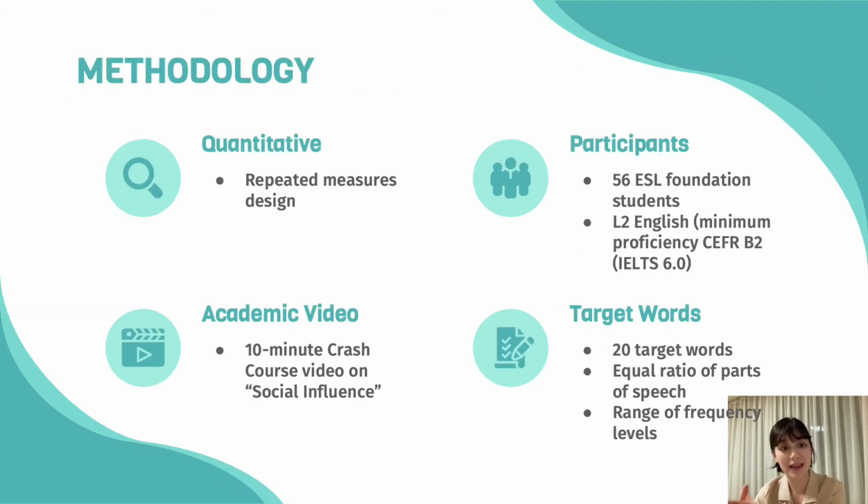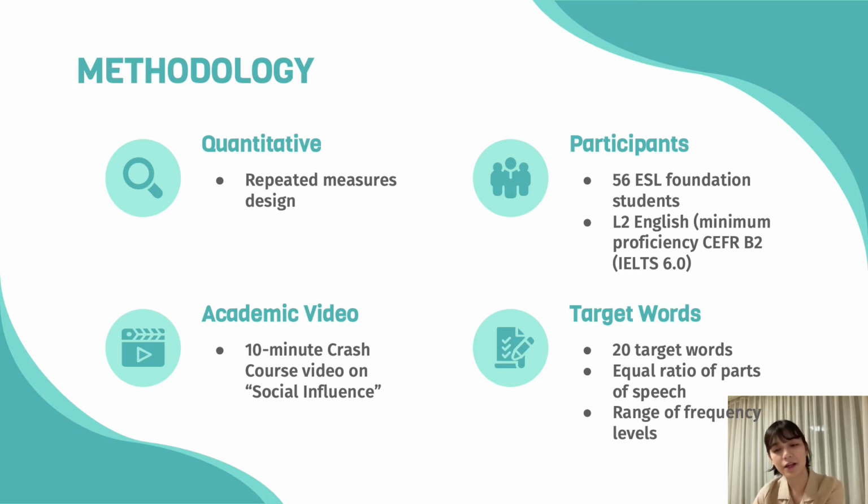So moving on to the methodology, this study adopted a quantitative methodology with a repeated measures design for replicability and to ensure that the participants served as their own controls. For the participants, convenience sampling was used to select 56 ESL students from Foundation in Arts and Education and Sciences from a private international university in Malaysia. All participants were second language English students, and they had a variety of first languages, but they had a minimum English proficiency equivalent to CEFR B2 or 6.0 scored on the IELTS exams.